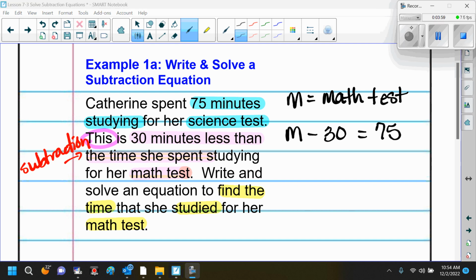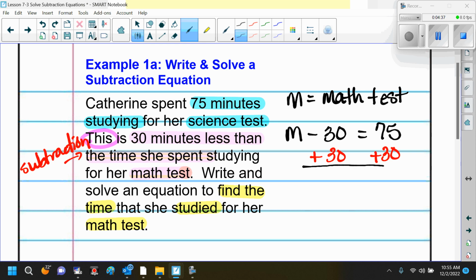So now that we have our equation, how do I solve it? What am I going to do? So we're going to add 30 on both sides. Remember, you guys, we're going to cover up what we don't know. That tells us what we need to get rid of. So we need to get rid of this negative 30. In order to make that negative 30 into a 0, we're going to add 30. To keep the balance on my equation, we're going to add 30 on both sides.